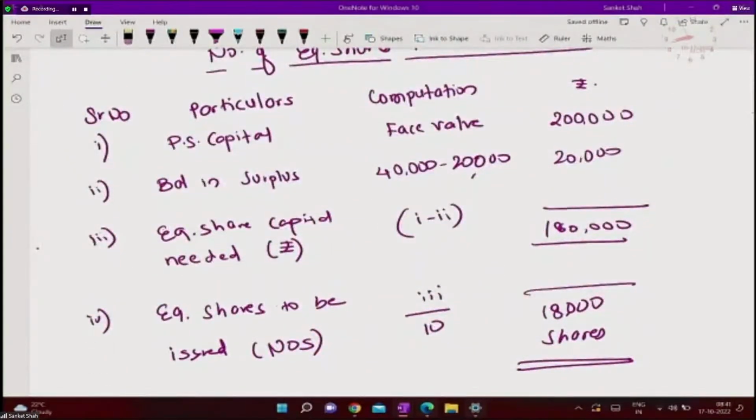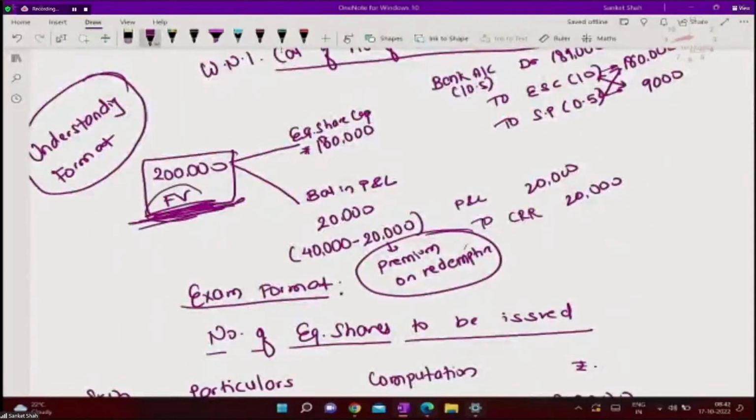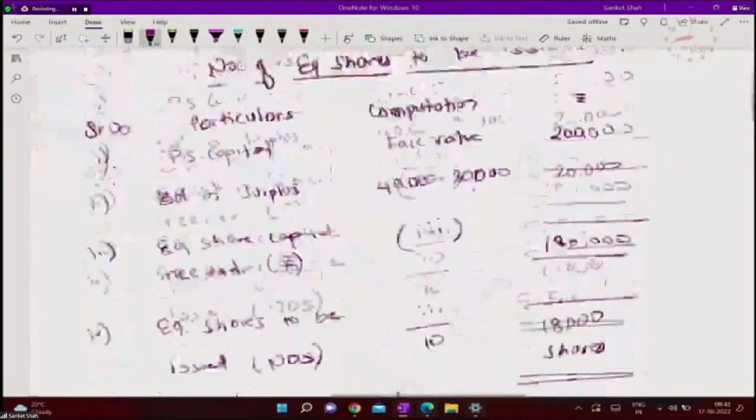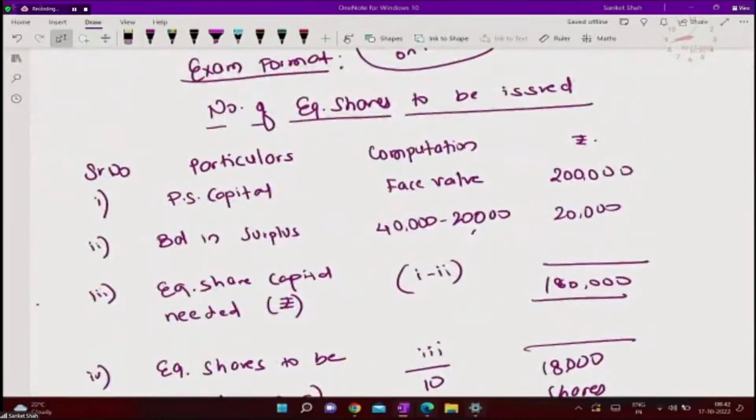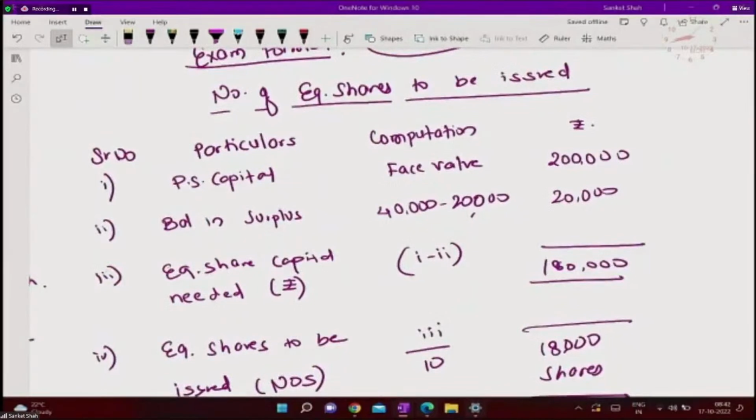So remember to maintain your capital structure, which value you will consider? Only face value. Don't consider 2,20,000. और कुछ शक या सवाल?